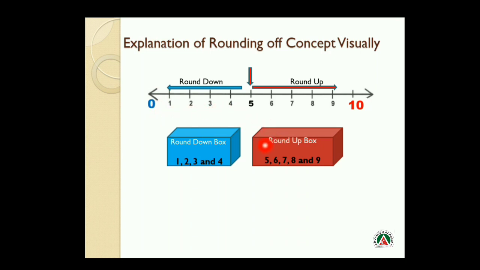Okay, this is the round up box. If any number is 5, 6, 7, 8, 9, please notice this, 5 will also come in the round up box. Look here everyone, 5 will also come in the round up box. Though 5 is the middle number, 5 will come in the round up limit. So whenever the number is 5, 6, 7, 8, 9, it will round up to the nearest place value. Here right now, 10.